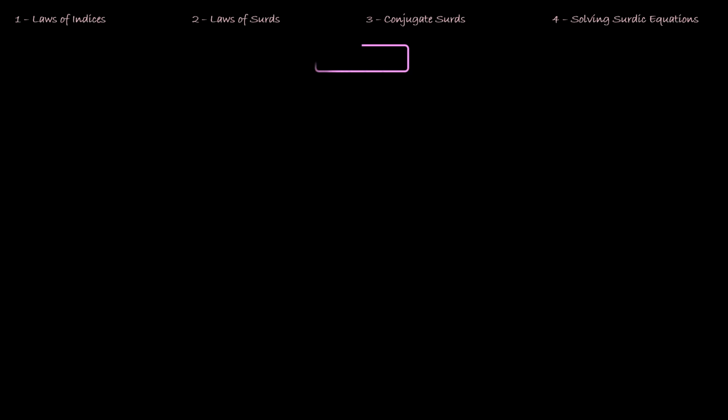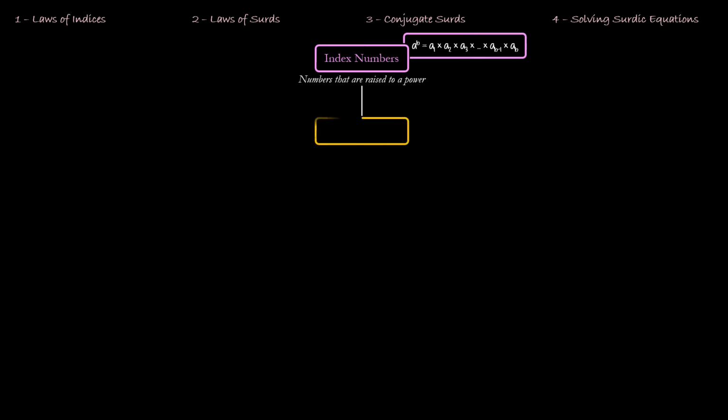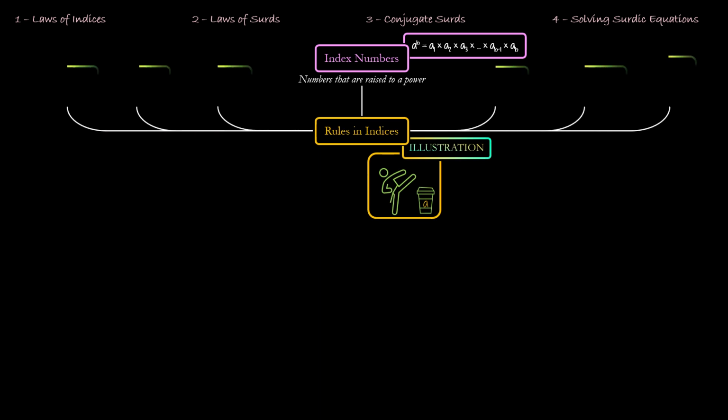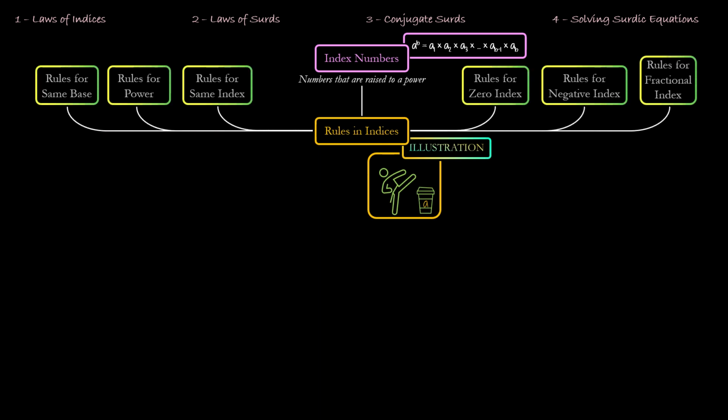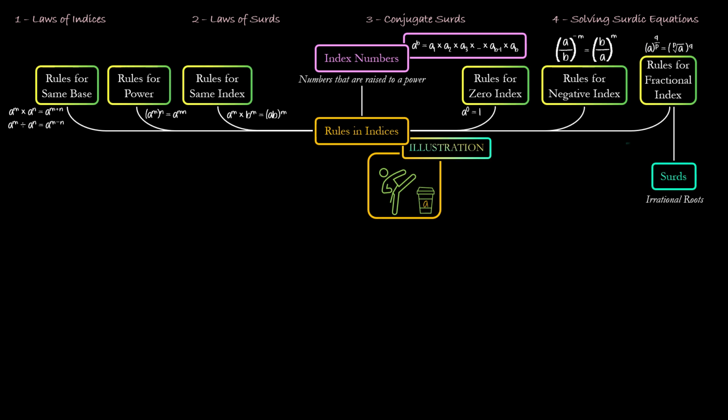Today's lesson is quite long, so let us summarize what we have covered so far. We started with index numbers, which are simply numbers raised to a power, and illustrated it by having a martial artist drinking some energy drink. We also went through several rules that govern the indices before exploring surdic numbers. These are just roots which cannot be expressed as a fraction, or simply put, irrational.